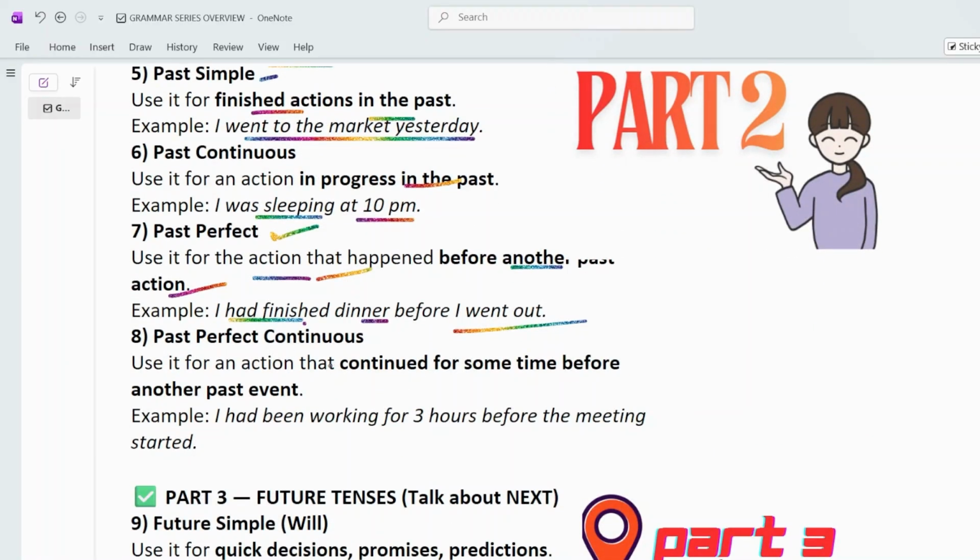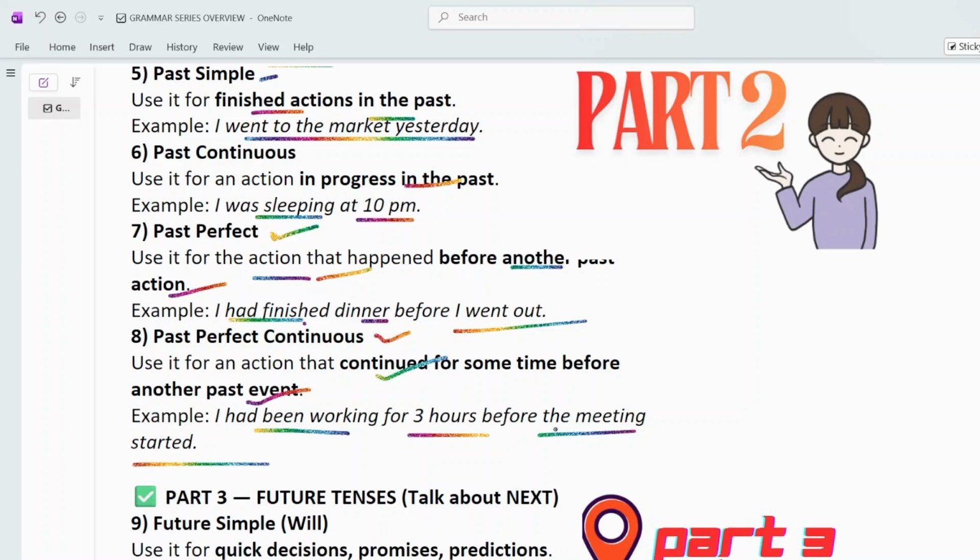It's going to be past perfect continuous. Okay, now what do you mean by past perfect continuous? Many of you already know that it is one of the tenses which comes under the past tense. It's used for an action that's continued for some time before another past event. For example, I had been working for 3 hours before the meeting. Again, two actions to deal with here.